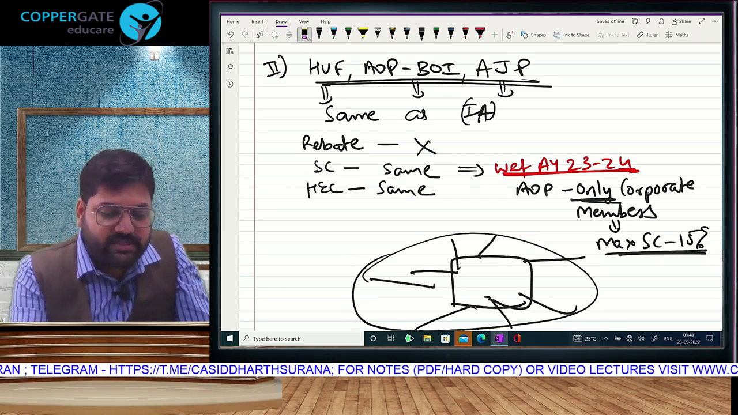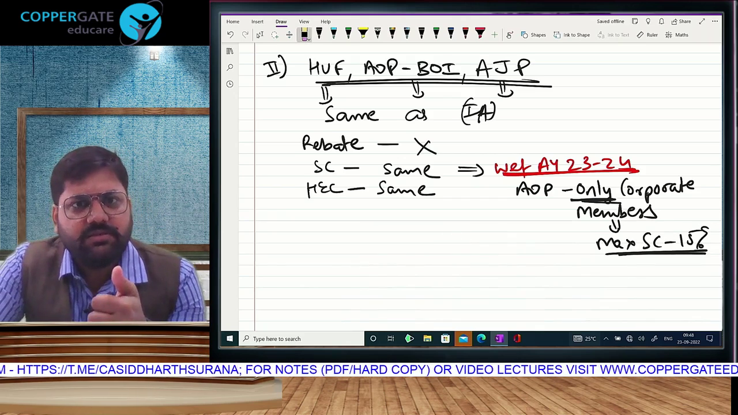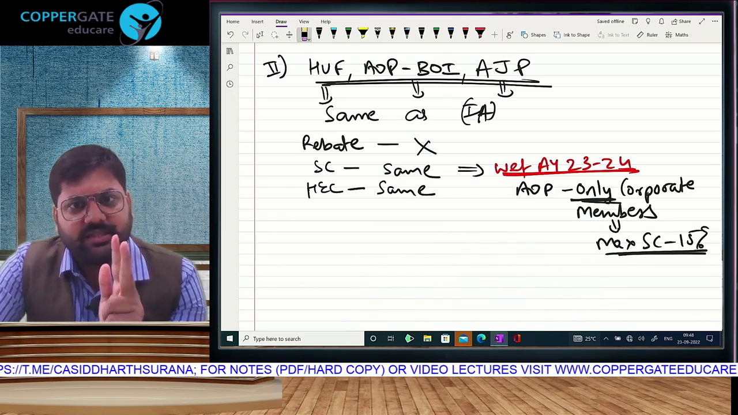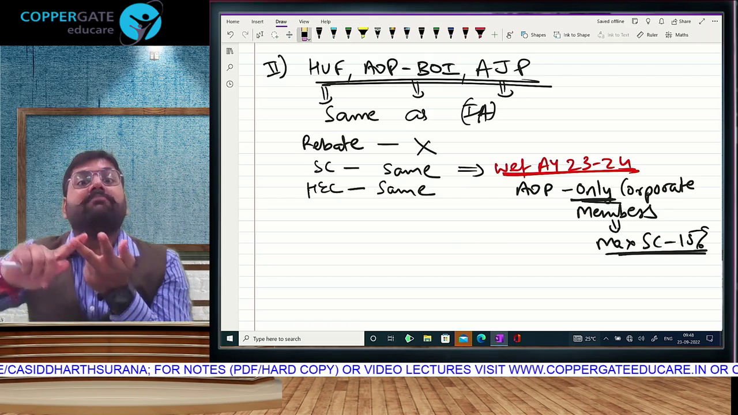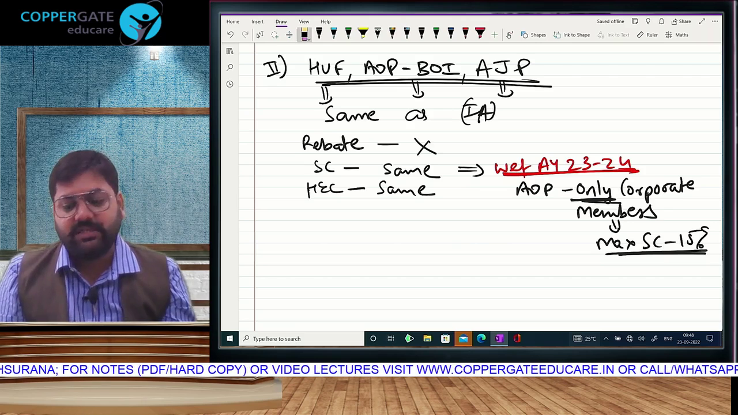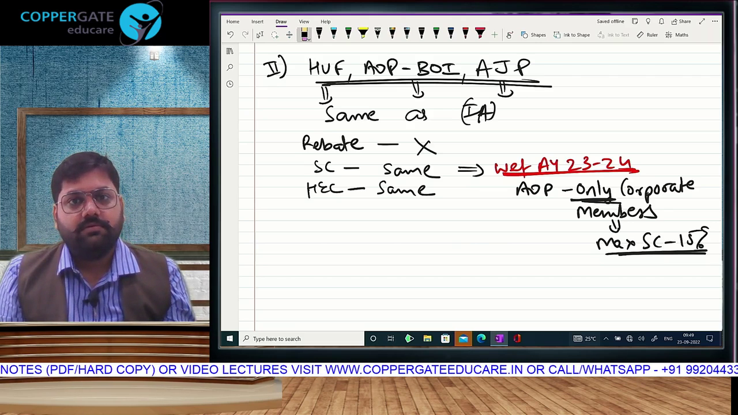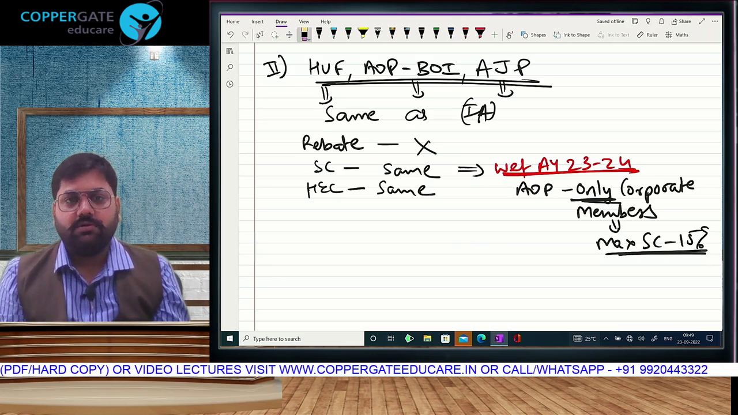But as of now, what is the amendment? Are we learning tax rates of AOP? Same slabs, no rebate, same surcharge 10, 15, 25, 37. But if it is an AOP and only company members, then surcharge will not be more than 15%. And BOI is also the same.